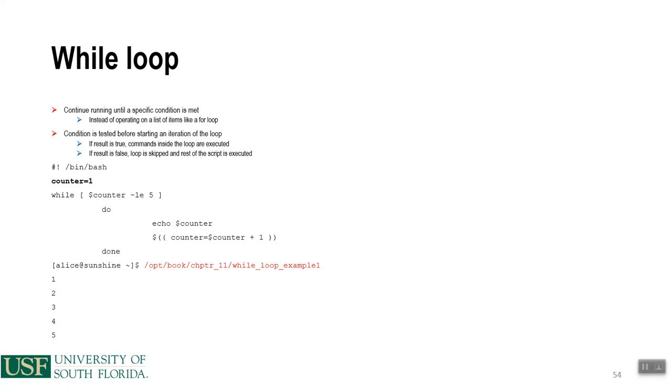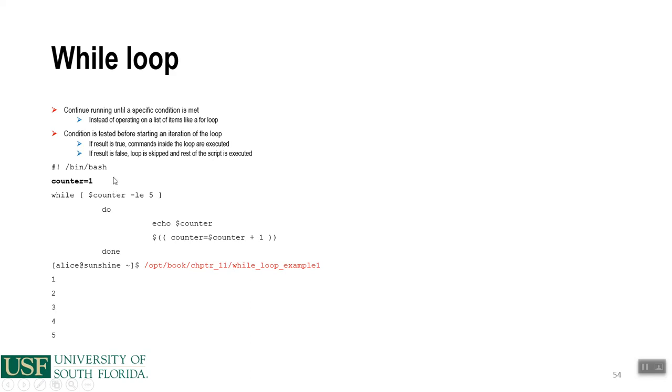A while loop, which is the second type of loop that we'll look at, continues running until a specific condition is met. So instead of operating on a list of items like a for loop, the condition is tested before starting the iteration of a loop. If the result is true, then the commands inside the loop are executed. If the result is false, then the loop is skipped and the rest of the script is executed.